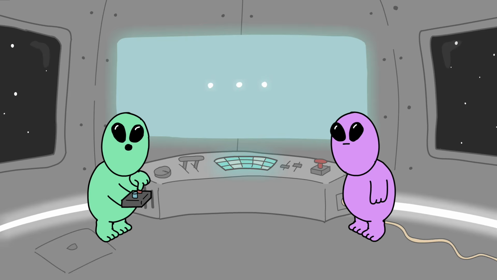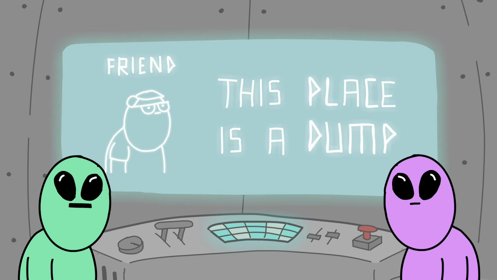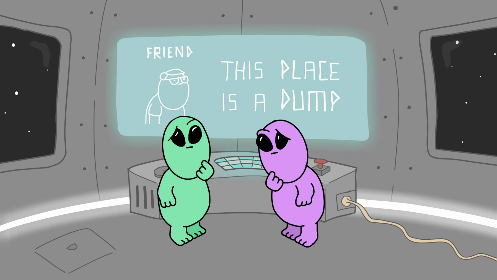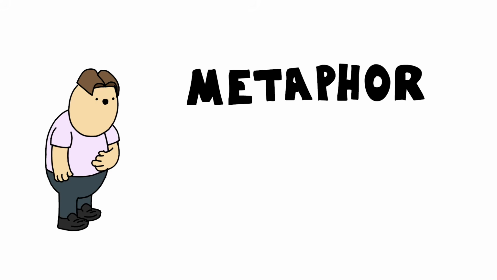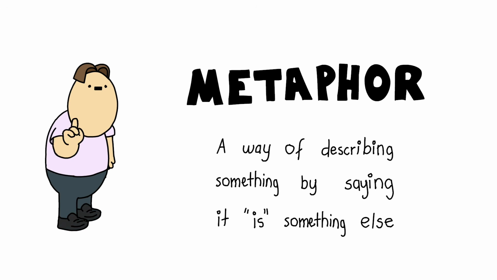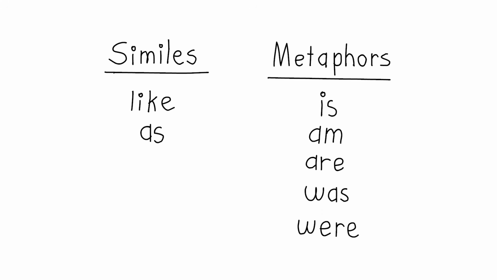We have another question. Last week when your friend was visiting your apartment, he said to himself, "This place is a dump. Can we empty the ship's sewage system there?" No, I guess he was using a metaphor. Please explain this metaphor to us. So basically, a metaphor is a way of describing something by saying it is something else. So remember how similes use like and as? Well, metaphors usually use words like is, am, are, was, and were.